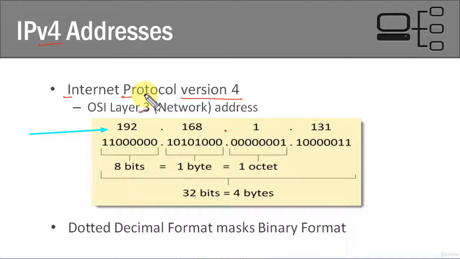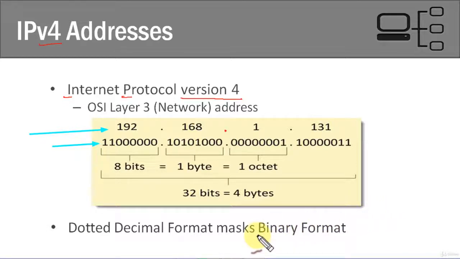Now, we want to talk a bit further about this. We're used to seeing 192.168.1.131. What we call that is dotted decimal format. However, when a computer interprets it, it interprets it as a bunch of ones and zeros. And what are the ones and zeros? Well, that's pretty much machine code, and we consider that binary format.